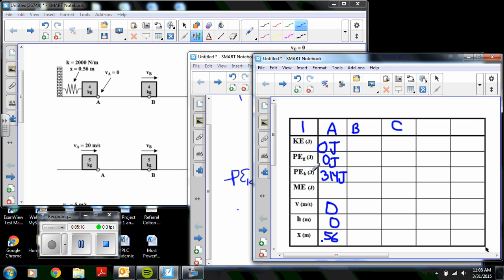And then the last thing we have in this column is the mechanical energy. So we're just going to add these up. 0 plus 0 plus 314. Our total mechanical energy is 314.